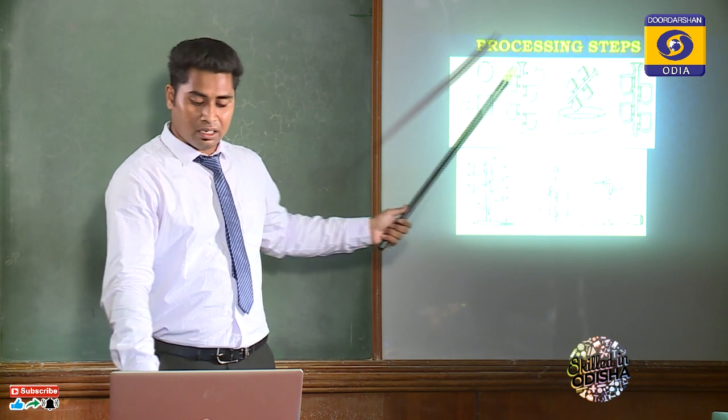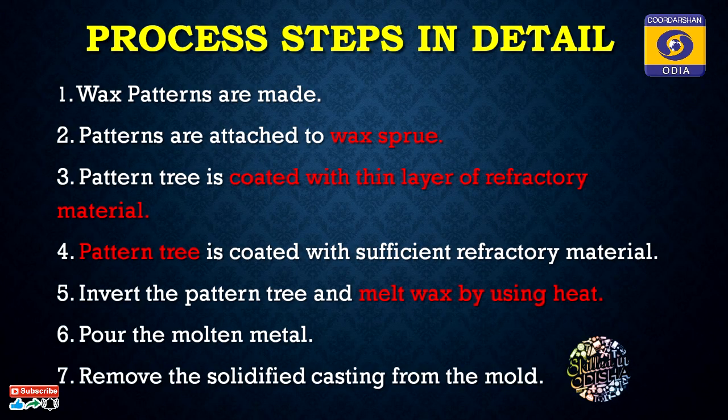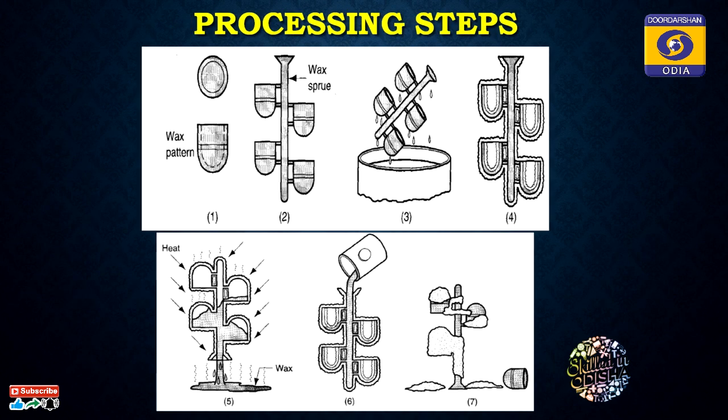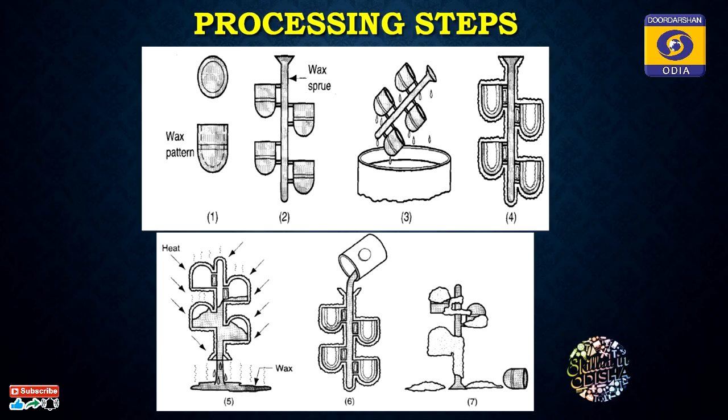And next step is the pattern tree is coated with thin layer of refractory material. See the third figure. The tree pattern is dipped inside a liquid refractory material. This is the liquid refractory material, and the tree pattern is dipped inside it.